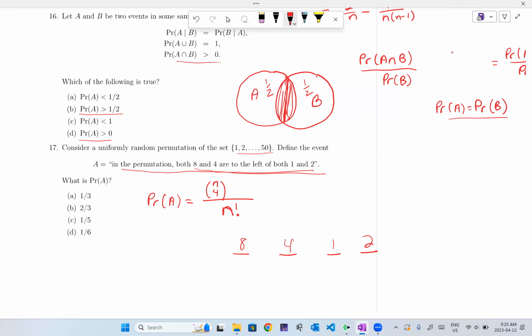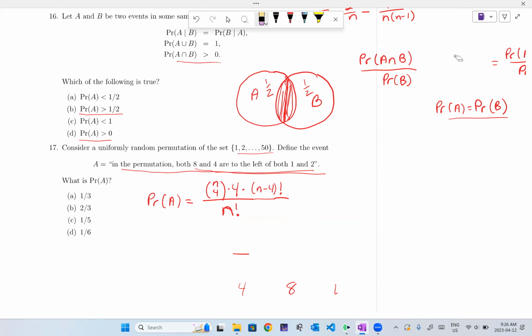Of course, I could also do 4 and 8, or I can do 8 and 4, 2 and 1, or I can do 4 and 8, 1 and 2. As long as the 2 and the 1 stay to the right and the 4 and the 8 stay to the left, I have 4 possible ways to do this part. And then I have n minus 4 elements left and n minus 4 locations, so that's n minus 4 factorial.